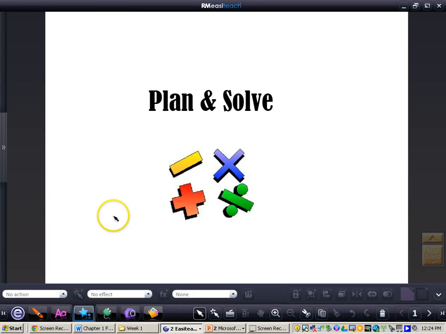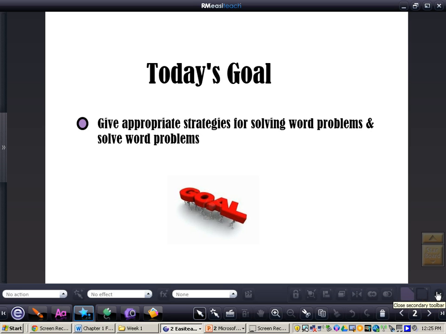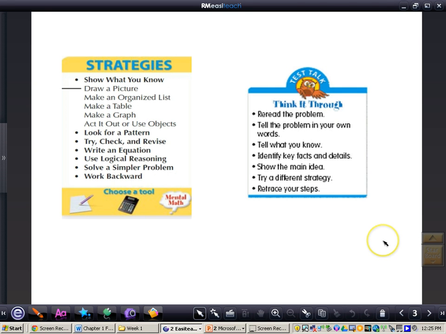In this video, we're going to take a look at planning and solving word problems. The goal for today's video is to be able to give an appropriate strategy for solving word problems and also solve the word problem as well. On the left-hand side of the screen, these are the strategies that you'll be able to use and that you can use in future word problems.